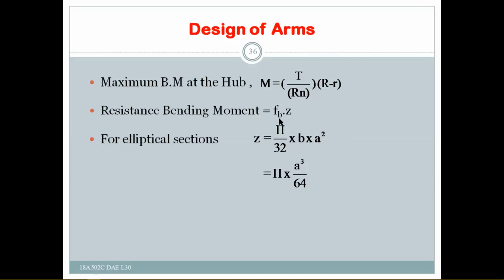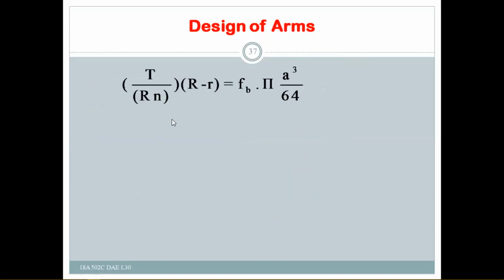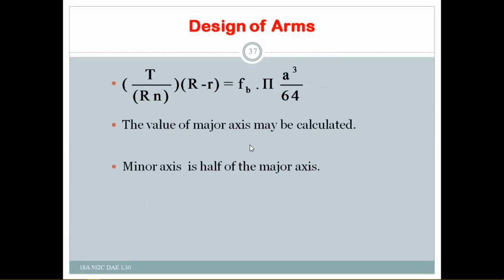So fb is the bending stress in the arm, where a is the major axis and b is the minor axis, assuming a is equal to 2b. Now equate the maximum bending moment and the resisting moment, then you will get T by (capital R into N) into (capital R minus small r) is equal to fb into pi a cube by 64. With this formula, the value of the major axis may be calculated and the minor axis is simply half of the major axis. So with this you can calculate the design of arms, the cross section of arms, right?